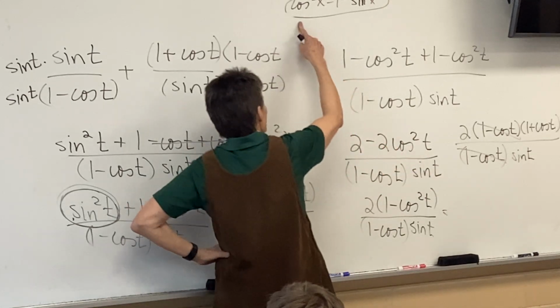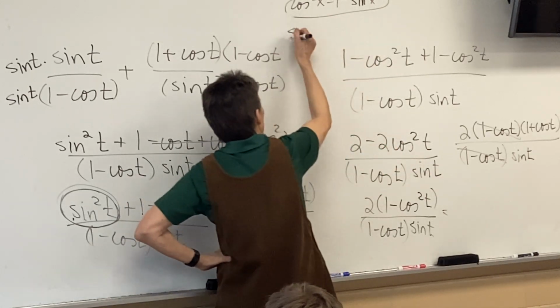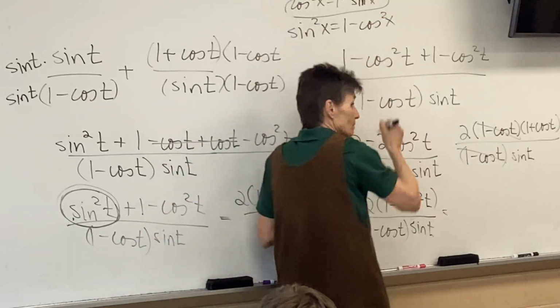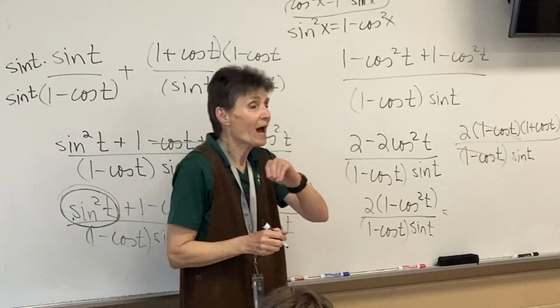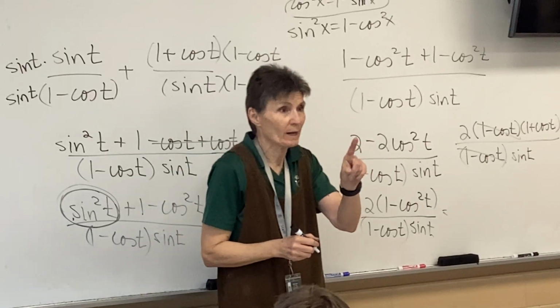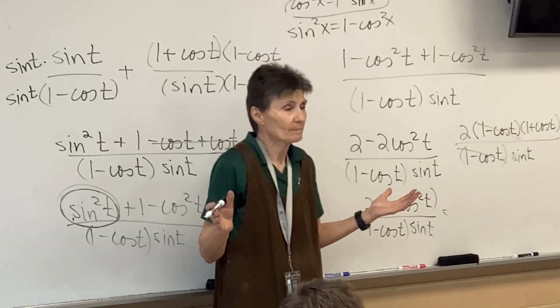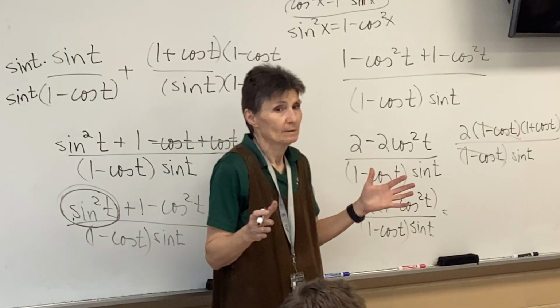So let's make sure we're all clear on that. Cosine squared is 1 minus sine squared. Sine squared is 1 minus cosine squared. Those do not exist unless you're squared. Sine does not equal 1 minus cosine. They have to be squared.